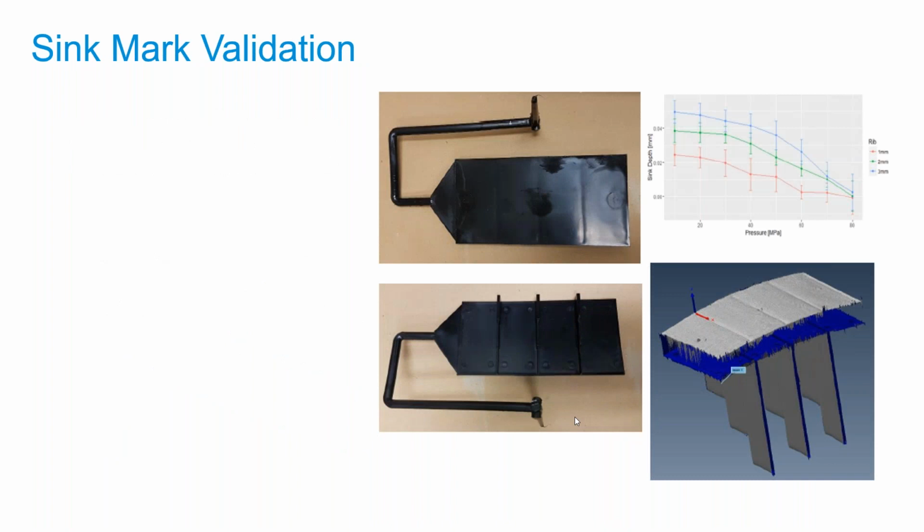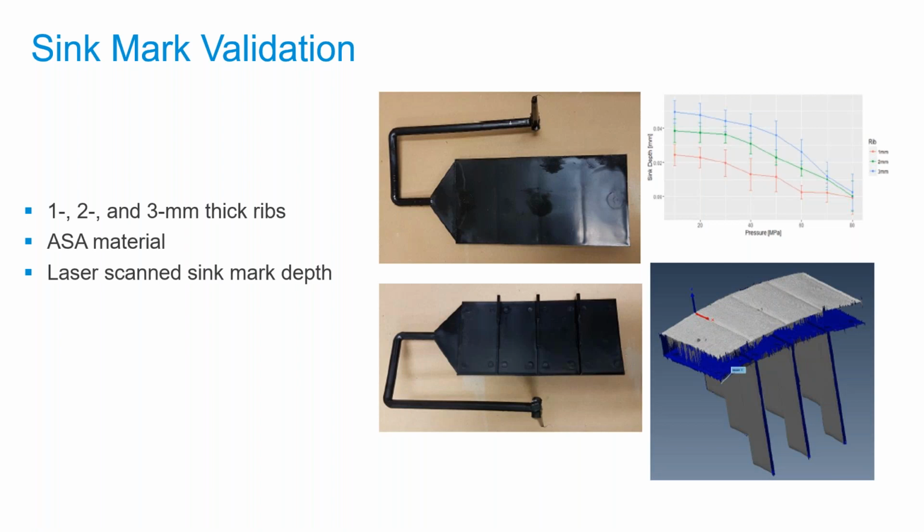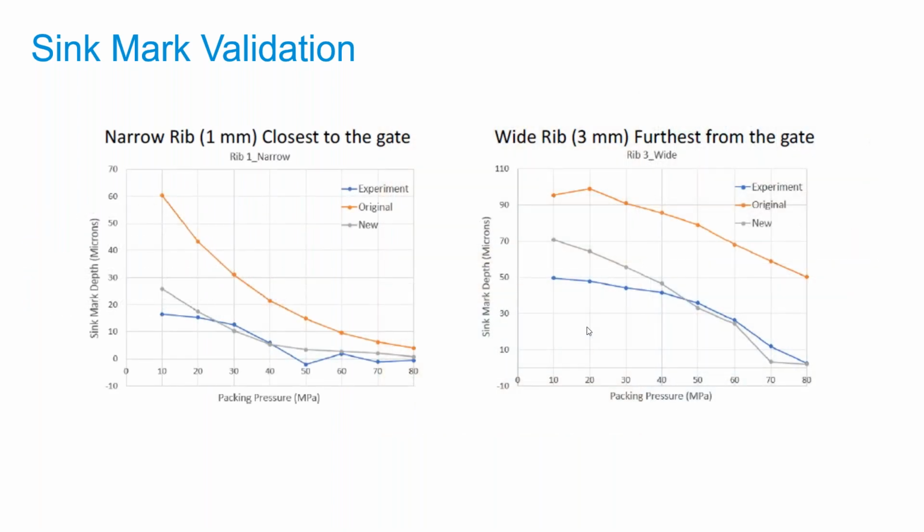Here's just some validation work that has been done. So this is 1, 2, and 3 millimeter thick ribs on the back side of this plaque mold ASA material. Did some laser scanning on the sink mark depth, and you can see here on the graph that they imposed different levels of pack pressure on the molding as well. So you can see the correlation there and the influence of the pack pressure. So obviously, as the pack pressure increases, you should see a decrease in the sink mark depth, and that's what you see here in the graph.